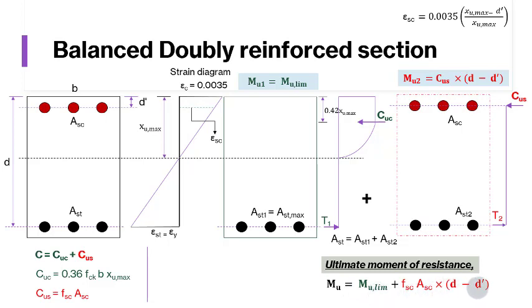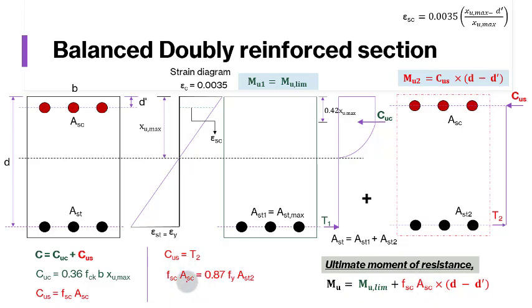So if you sum this up, we will get Mu equal to Mu lim plus fsc into ASC into d minus d dash. Now in order to compute ASC, what we can do, we can equate CUS equal to T2. Now from here, what will be CUS? It will be fsc into ASC, and since the steel is yielding, it will be 0.87 fy AST2. From this expression, if we have applied ultimate moment, which is greater than Mu lim, we'll be able to find out area of compression steel.